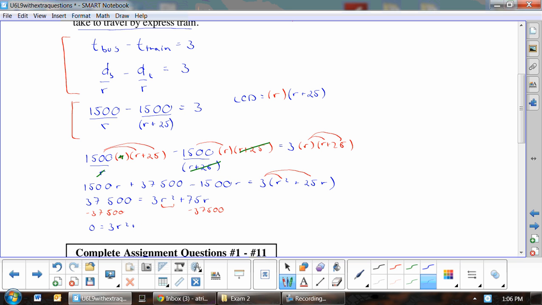So before we do that, what's something else we should maybe look for? You got it. So GCF of 3, so we get r squared plus 25r minus 1,000 or 12,500. Okay, so now we just have to find two things that add to 25 and multiply to 12,500.